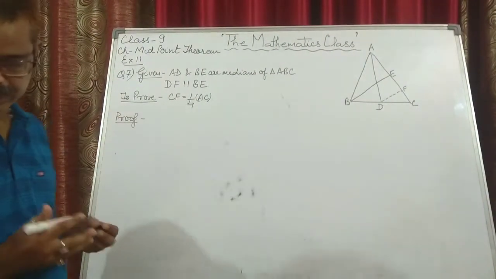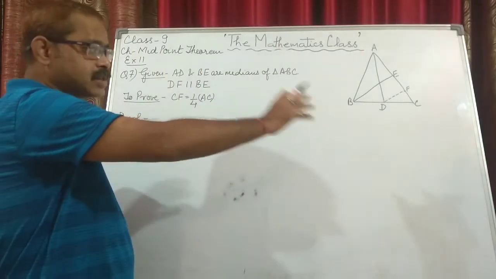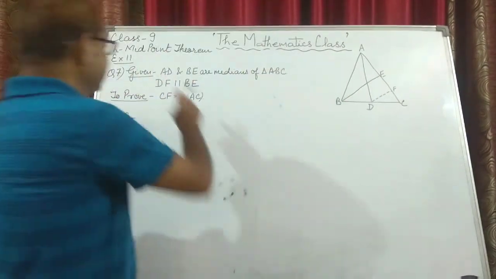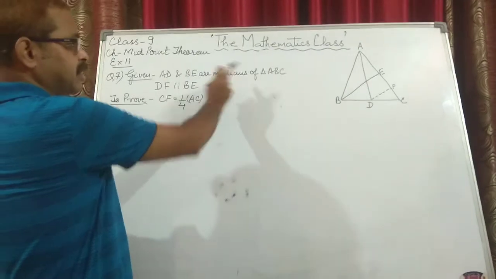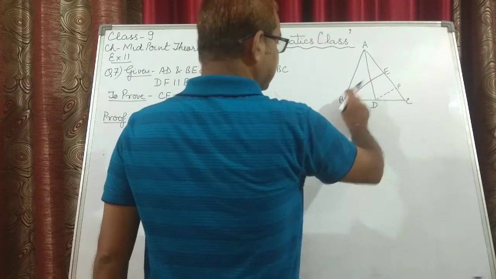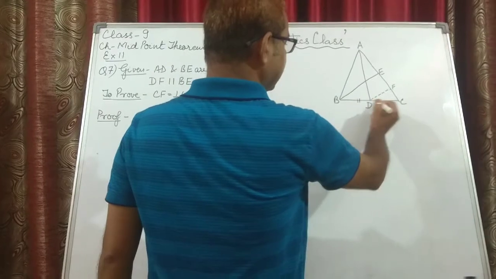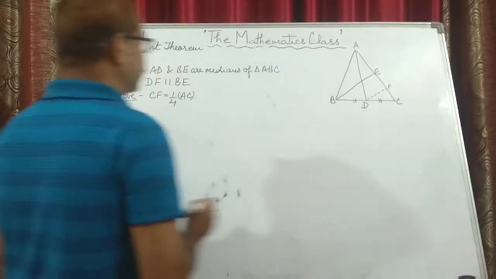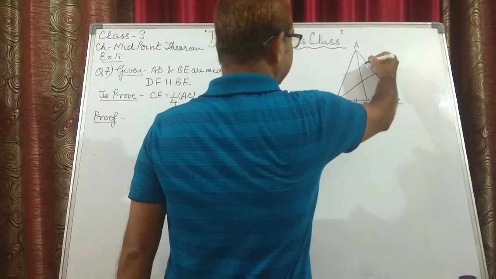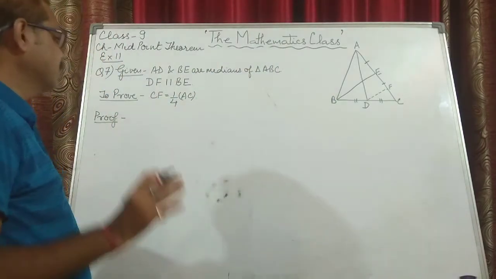What is question number 7? I will read it out. It is given in the adjoining figure, meaning the diagram is given to us. In the diagram you can see there is a triangle ABC. They say AD and BE are the medians of triangle ABC. If AD is the median, it means that BD and DC are equal. And if BE is the median, it means that AE and EC are equal. This is the meaning of the medians.